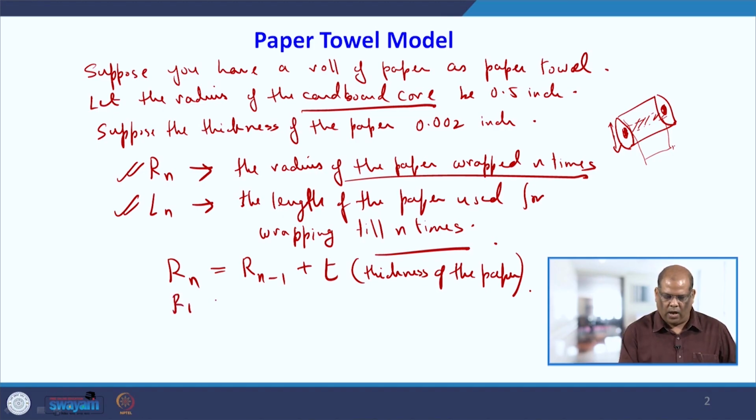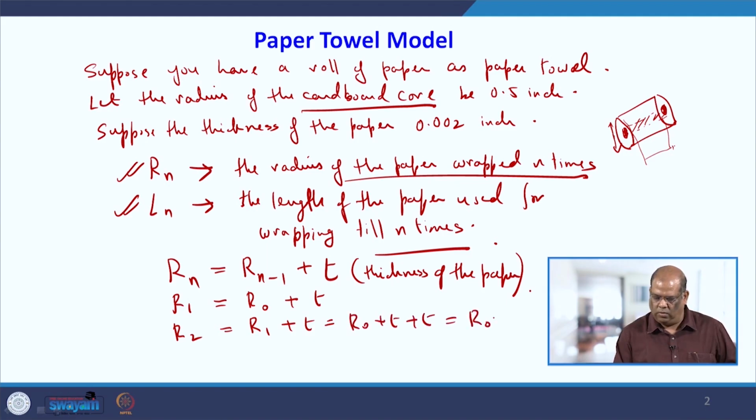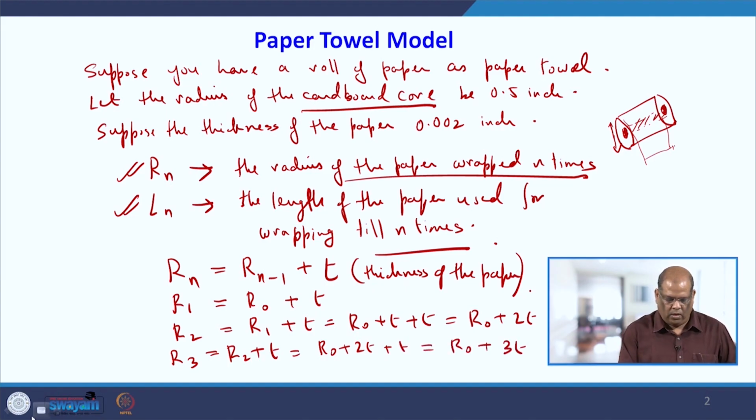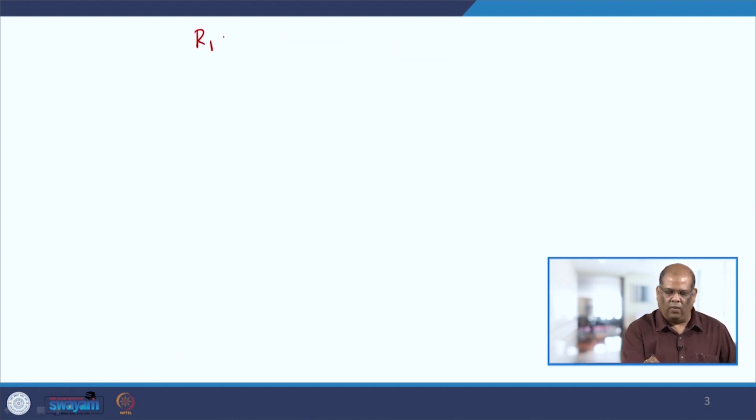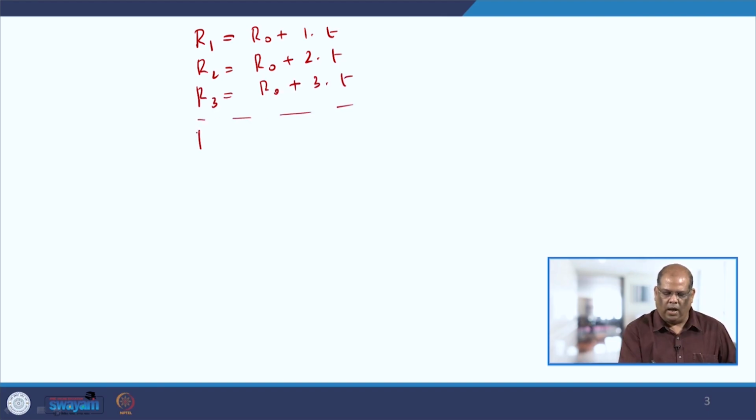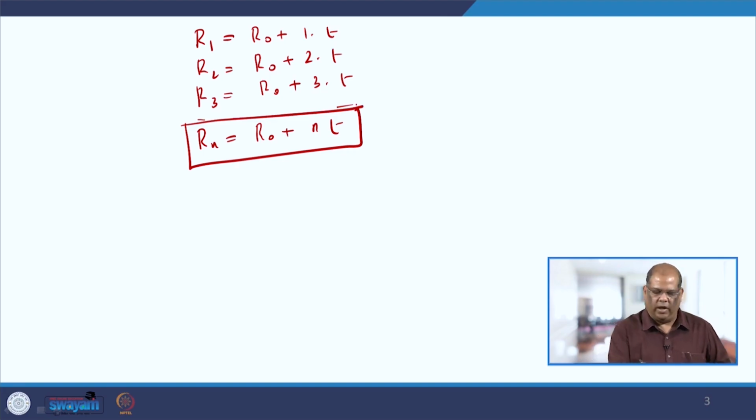So, you will have R 1, which is R 0 plus T, R 2 which is R 1 plus T, which is R 0 plus T plus T, which is R 0 plus 2 T. Similarly, R 3 is R 2 plus T, which is R 0 plus 2 T plus T, so R 0 plus 3 T. If you notice the pattern, R 1 equals R 0 plus 1 into T, R 2 is R 0 plus 2 into T, R 3 is R 0 plus 3 into T, and similarly R n will be R 0 plus n into T. So, this gives your R n in terms of the initial R 0, the number of times it has been wrapped and the thickness of the paper.